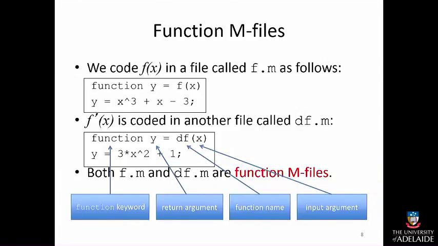And you can have multiple return arguments. We have some examples later. And then the third thing is the function name. So df here, we are calculating the derivative. You can name your function anything you like. So it's df here. And then the last thing is the input argument. So x is the input argument.